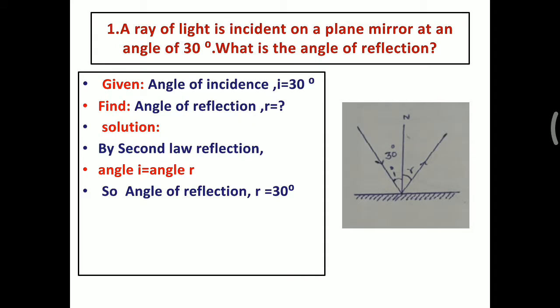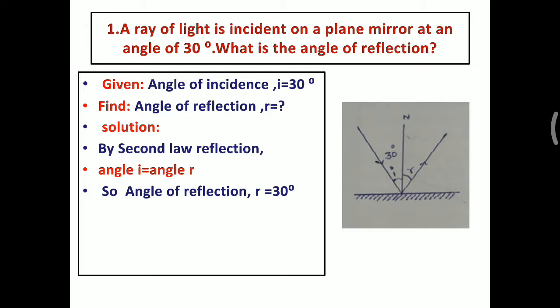Question number 1: a ray of light is incident on a plane mirror at an angle of 30 degrees. What is the angle of reflection? You have to draw a plane mirror. Here a ray of light is incident on a plane mirror at the angle of 30 degrees. So the angle of incidence is 30 degrees. So what is the angle of reflection?